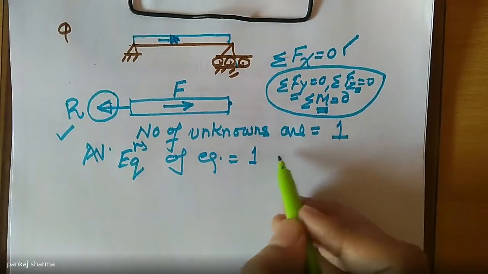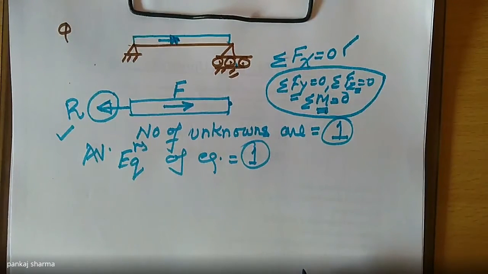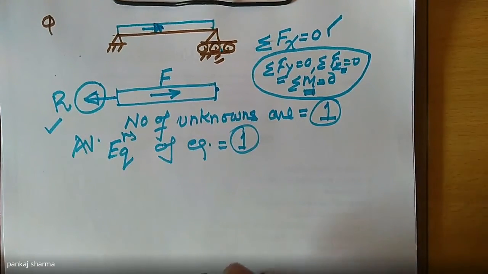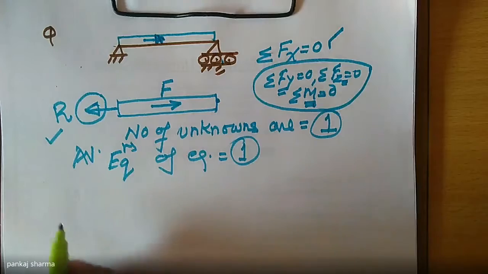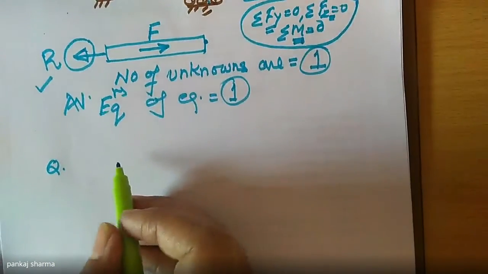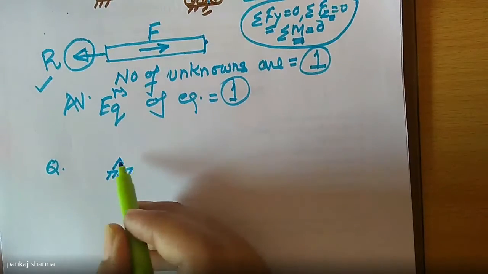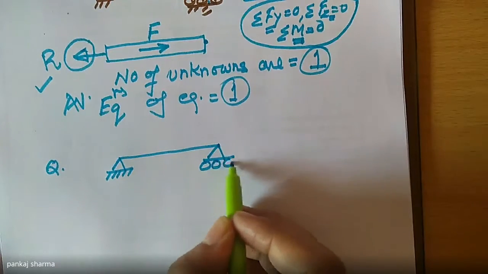We can see one unknown, one equation is present. So we can easily evaluate the value of the unknown. So it is also a problem of a statically determinate structure. Now I am going to the overhang beam. An overhang beam is nothing but an extended simply supported beam.